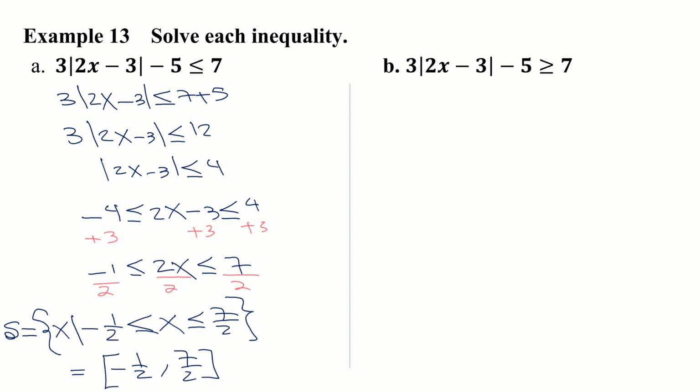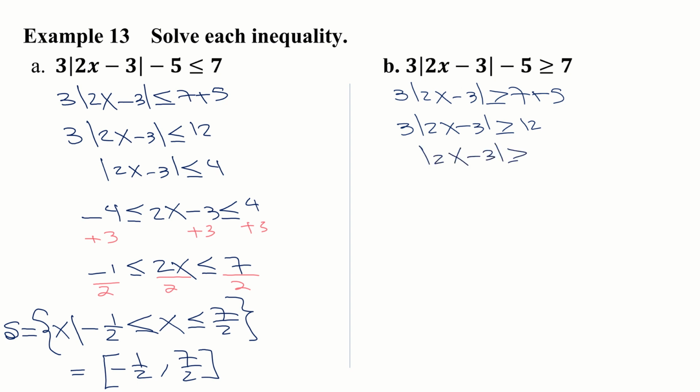All right, so a very similar approach for the b part. We're going to isolate. It's going to look very similar to the other part in the beginning. So 3 absolute value of 2x minus 3 greater than or equal to 7 plus 5. 3 absolute value of 2x minus 3 greater than or equal to 12. Divide both sides by 3. So absolute value of 2x minus 3 greater than or equal to 4. So we're looking for numbers whose absolute value is greater than or equal to 4. In other words, distance from 0 greater than or equal to 4.